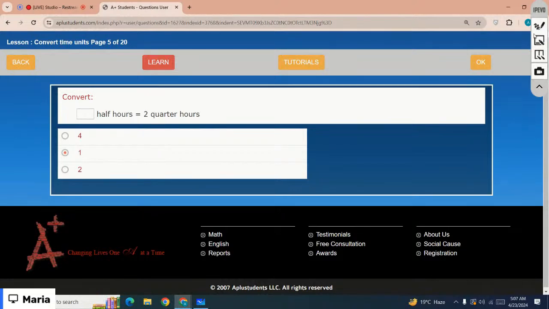2 quarter hour means 15 minutes plus 15 minutes, right? 15 plus 15 is 30. So 30 minutes is 1/2 hour. The correct option is 1/2 hour.